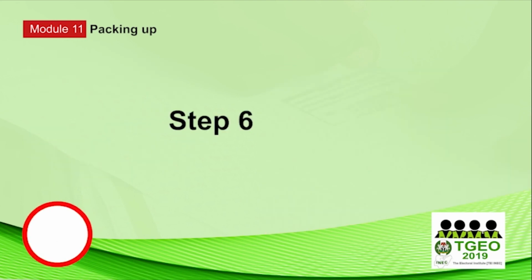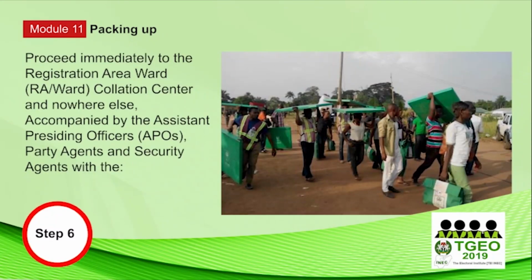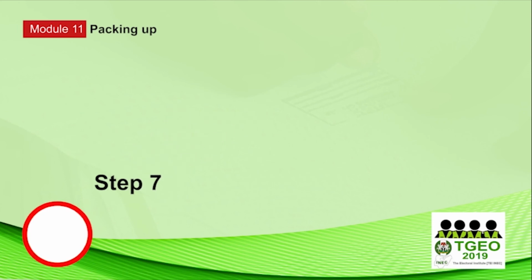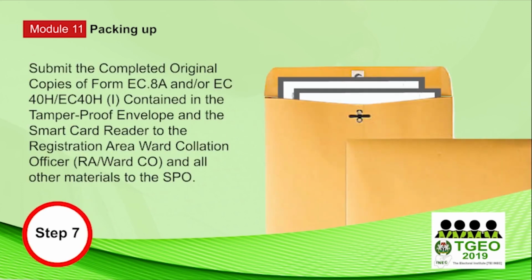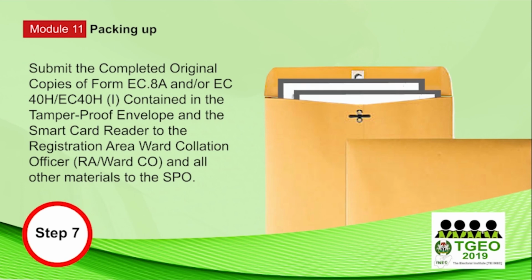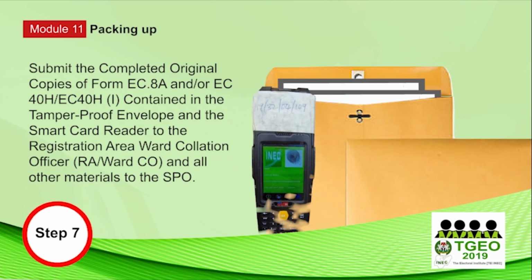Step 6. Proceed immediately to the Registration Area (RA) Ward Collation Center and nowhere else, accompanied by the Assistant Presiding Officers (APOs), party agents and security agents with the INEC bag, ballot box, voting cubicle and smart card reader. Step 7. Submit the completed original copies of Form EC8A series and EC40H and EC40H1 contained in the tamper-proof envelope and the smart card readers to the RA Ward CO and all other materials to the SPO.